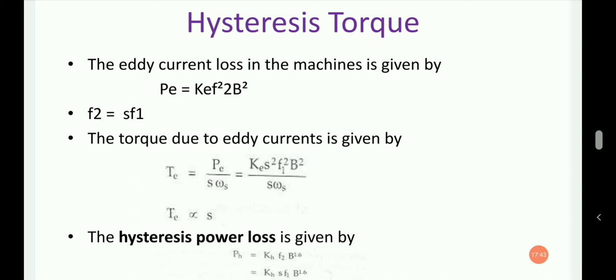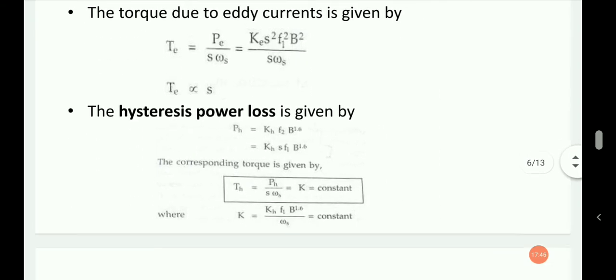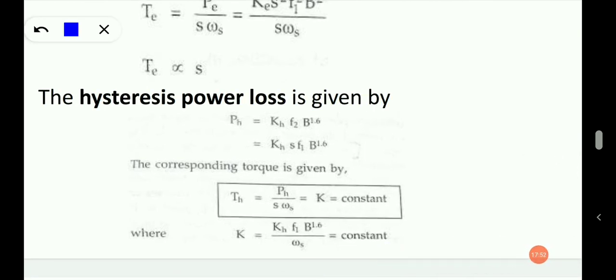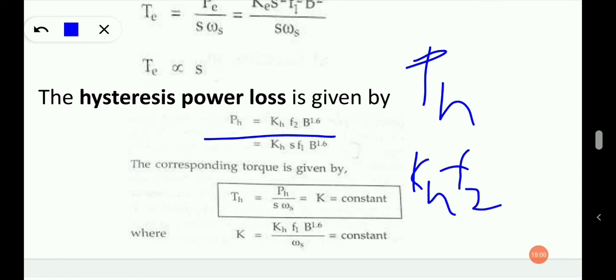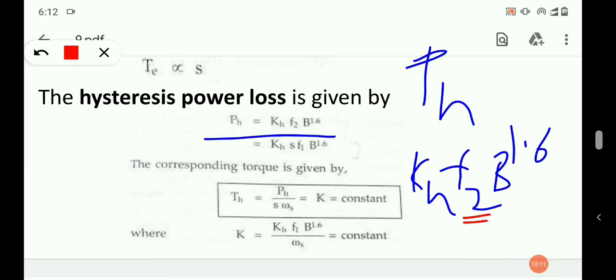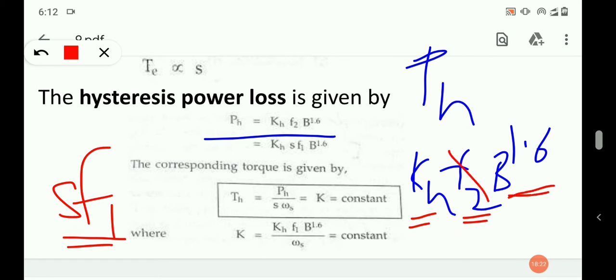The hysteresis power loss is given by PH equals KH into F2 into B raised to 1.6, or instead of F2 we can substitute S into F1. So the equation will be KH into S into F1 into B raised to 1.6.